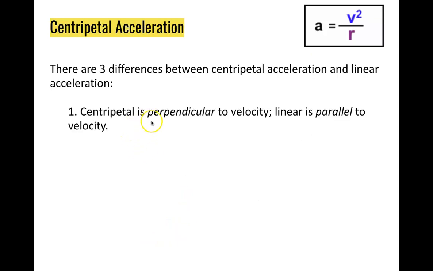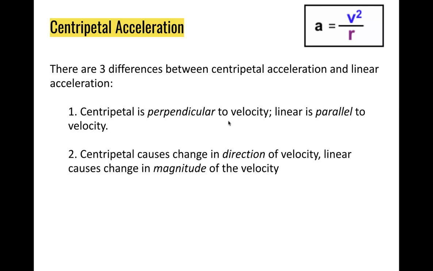So centripetal acceleration is perpendicular to velocity, whereas a linear acceleration, like we've used for a long time, is parallel to the velocity. Either it's speeding the object up or slowing the object down, but it's parallel, either the same direction as velocity or opposite direction for a linear acceleration. Centripetal acceleration also causes a change in the direction of the velocity.